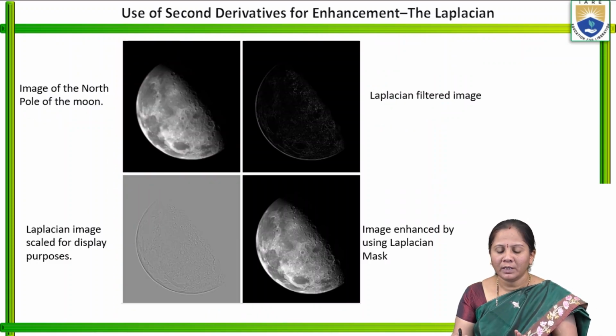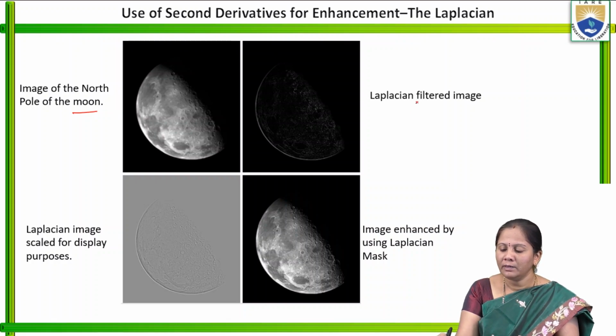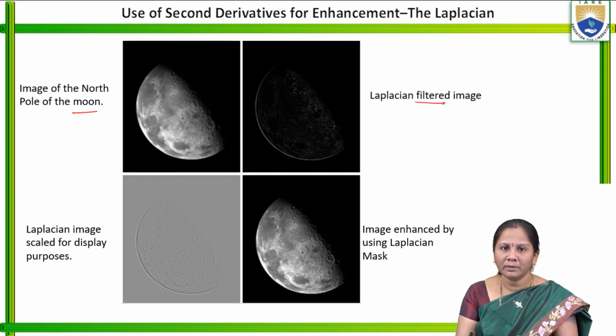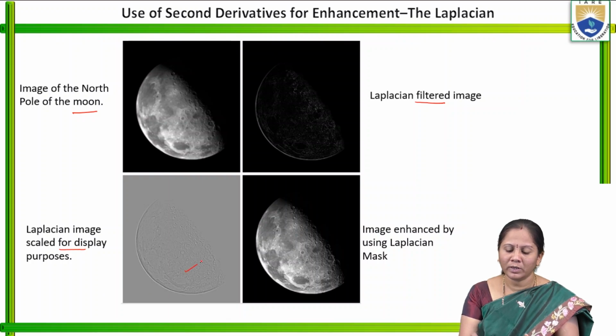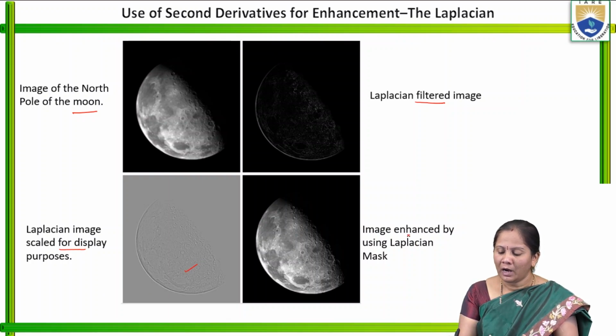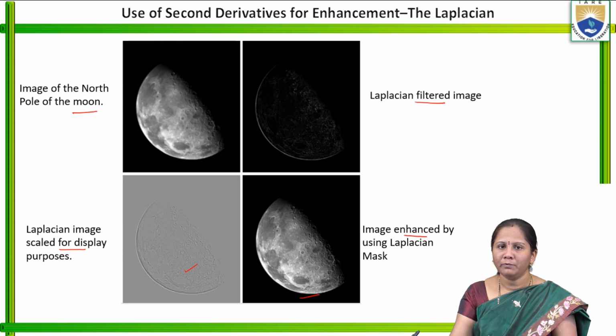This is the image we can observe. This is the image of the north pole of the moon. After applying the Laplacian filter, it will be converted like this. If that image is scaled, it will look like this. And after the complete image enhancement using the Laplacian mask, the output image will be like this. So we have learned about sharpening spatial filters after applying first order and second order derivatives for one-dimensional and two-dimensional images.